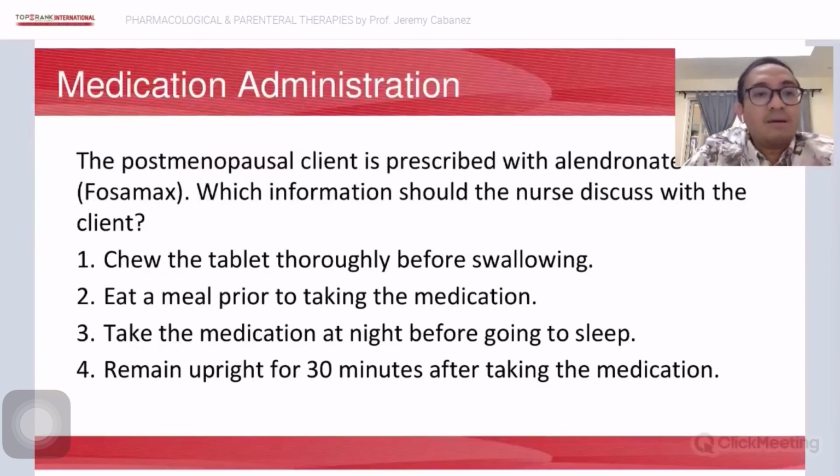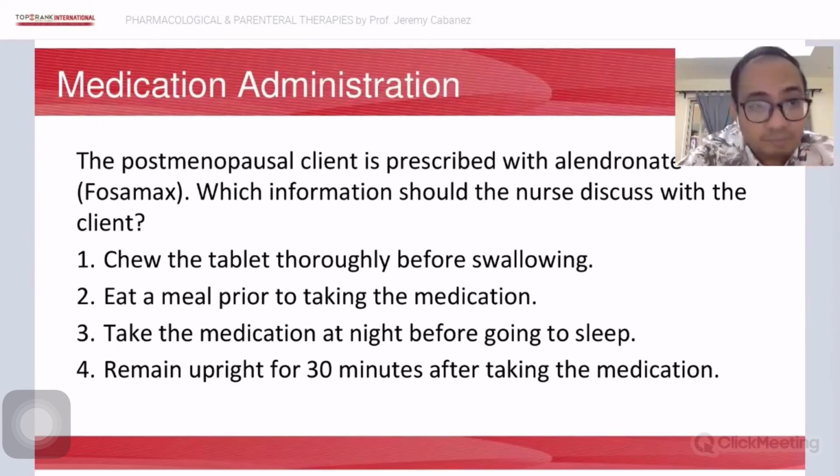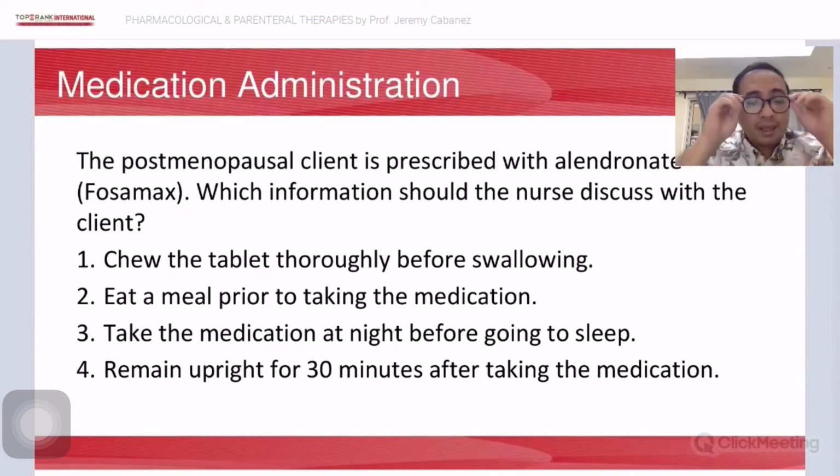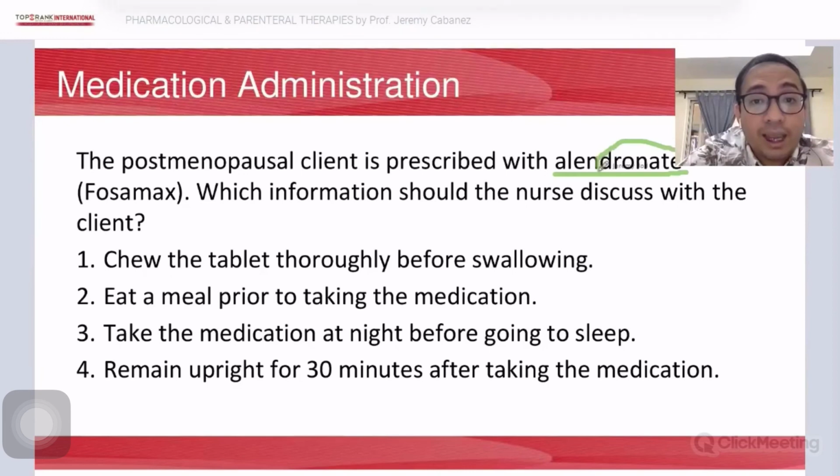Next tayo. Medication administration pa rin tayo. Let's talk about now the next question. Basahin natin. Ready, get set, go. The postmenopausal client is prescribed with alendronate Fosamax. Which information should the nurse discuss with the client? Okay, ano yung main topic? The main topic is all about alendronate. Drugs that end in "dronate." Ano ba yung naalala sa mga gamot na nagtatapos sa "dronate"? Kasama diyan, alendronate, ibandronate.